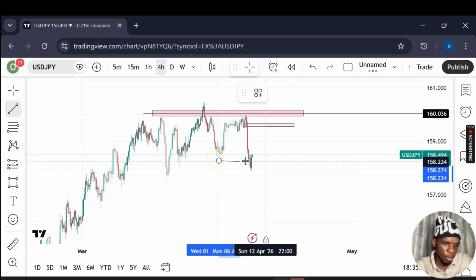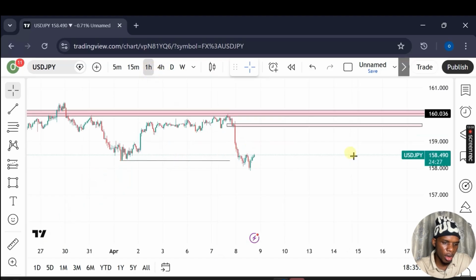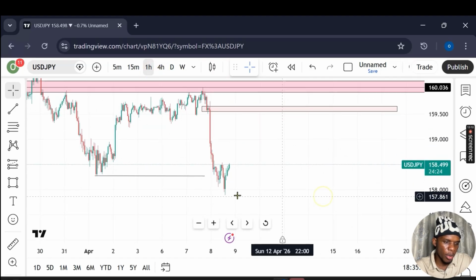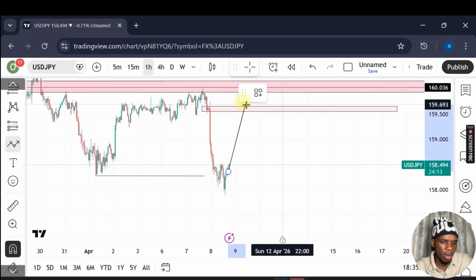Okay, so this low has taken out this low. We're going to go to a lower time frame, like the 1 hour time frame. As you can see, wait for the market to retrace back. Wait for the market to do what? Retrace back to this area, we sell.